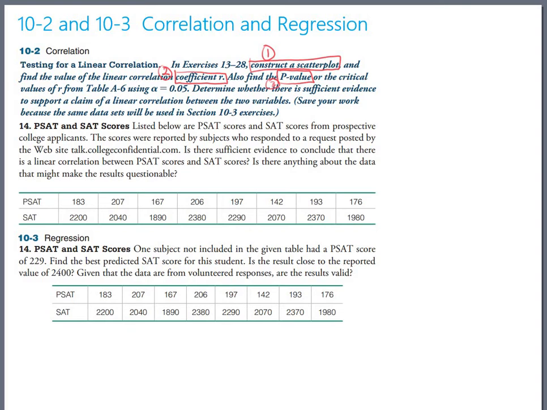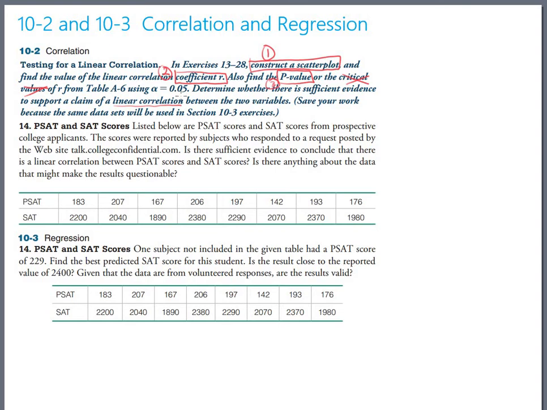So in 10-2, there's instructions that say just test for linear correlation. And they want us to do the three things that we talked about in the last video. They do want you to construct a scatter plot, find the correlation coefficient, and find the p-value. And again, we're not doing critical values, right? So no critical value. Just the p-value, and determine if there's a linear correlation between the two variables.